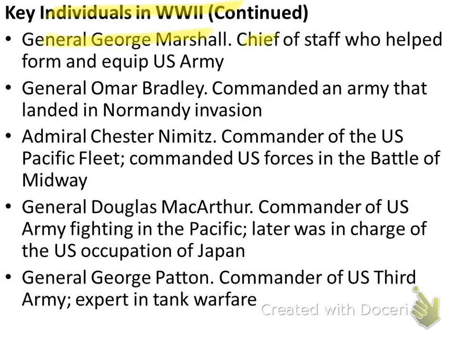He was the Chief of Staff, that S probably should be capitalized, under FDR, and he helped form and equip the U.S. Army. He was instrumental in getting our Army up and running. Next, we have General Omar Bradley. He commanded the army that landed at Normandy. He was the American commander of the Normandy invasion.